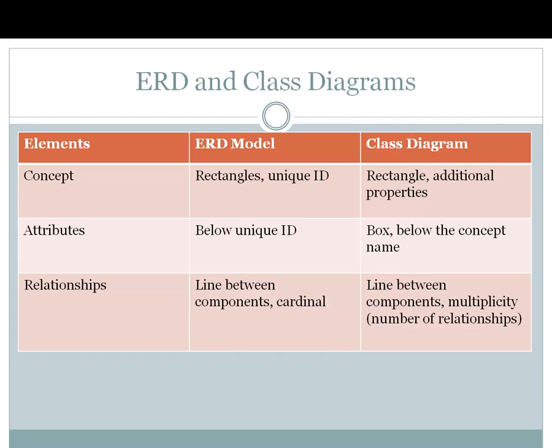Now, the relationships between entities are pretty much the same, except in an ERD model, you just have a line between components, and each relationship is numbered, or it's a cardinal format. Now, in a class diagram, there's a line between components, but there's also multiplicity, which means you could have a number of relationships between components.